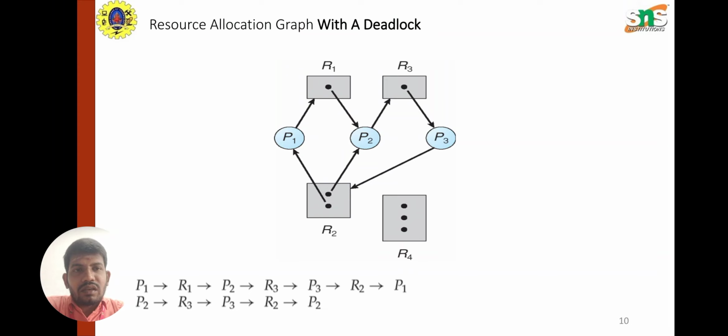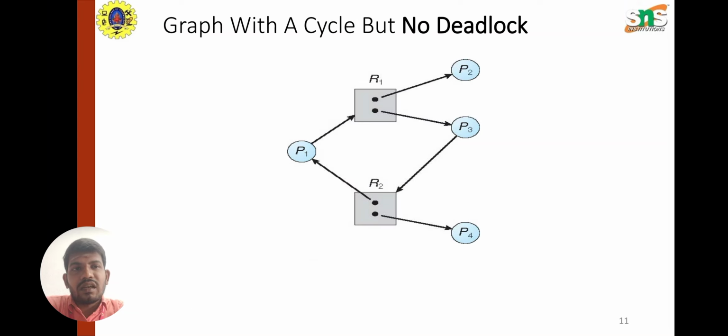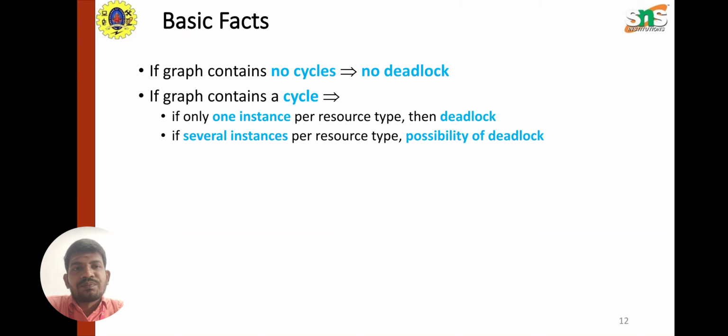Resource allocation graph with a deadlock. Here P1 goes to R1, R1 to P2, P2 to R3, R3 to P3, P3 to R2, and R2 to P1, creating a cycle. That creates a deadlock. Another one: P2 goes to R3, R3 goes to P3, P3 goes to R2, and R2 goes to P2. Here also we have a cycle, so that is called a deadlock. Next, a graph with a cycle but no deadlock. Here there is no deadlock because another process outside the cycle can release an instance of the resource.